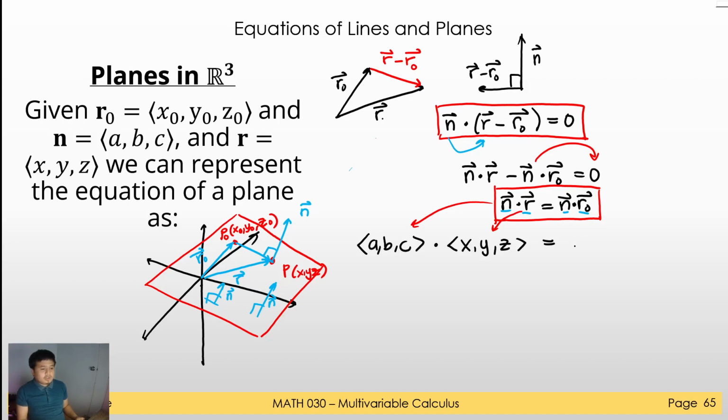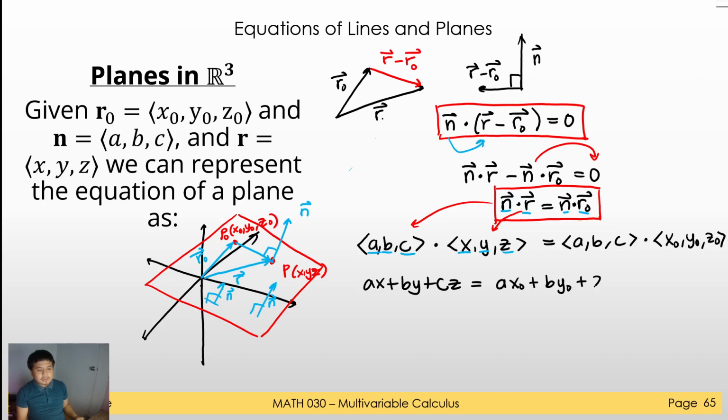And then equals the dot product of n again, so a, b, c, and then the dot product with r sub 0, which is x sub 0, y sub 0, z sub 0. Okay, so when performing that product, how do we do this? We multiply entry-wise and then add the products. So we have ax plus by plus cz equals ax sub 0 plus by sub 0 plus cz sub 0.